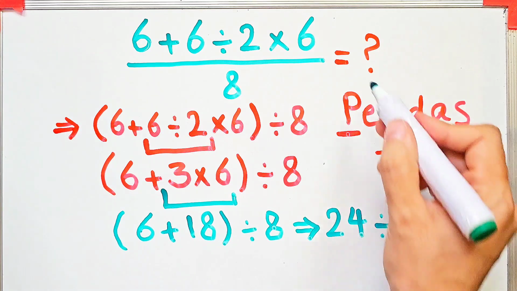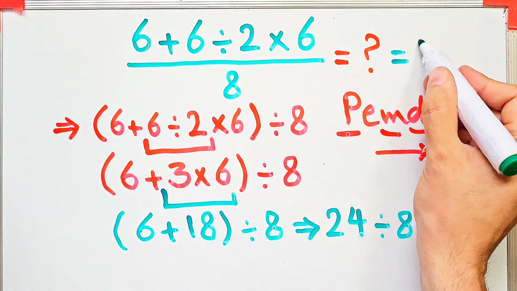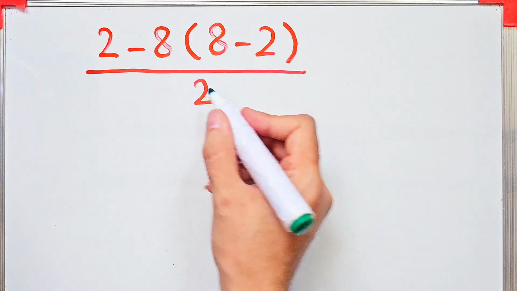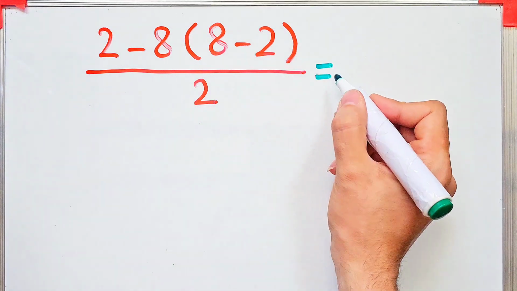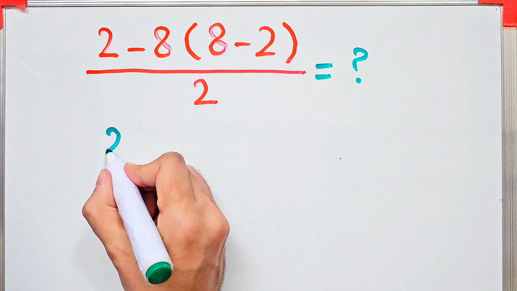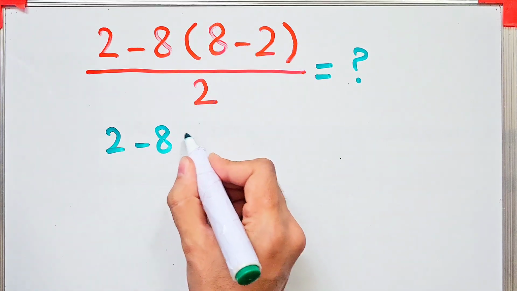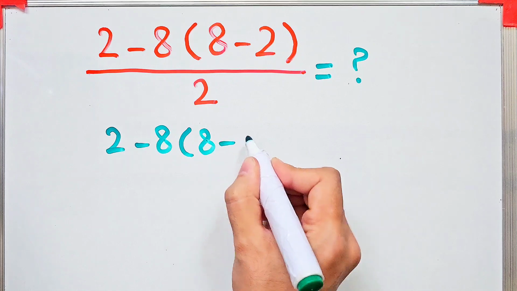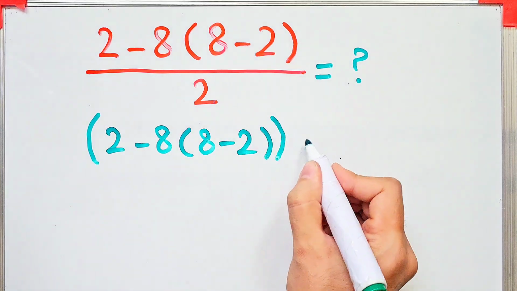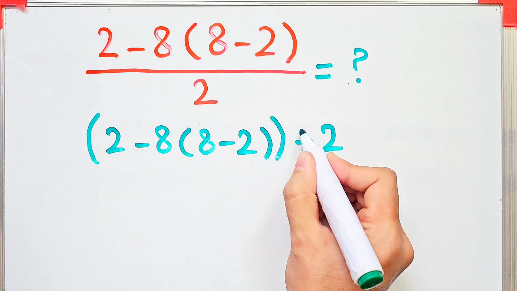Okay guys, let's solve another question. Again, in the first step, we simplify the question. 2 minus 8 times (8 minus 2), then over 2. Let's simplify the question and solve it step by step together. As you can see in the image, we simplify the question. Now let's solve it step by step together.